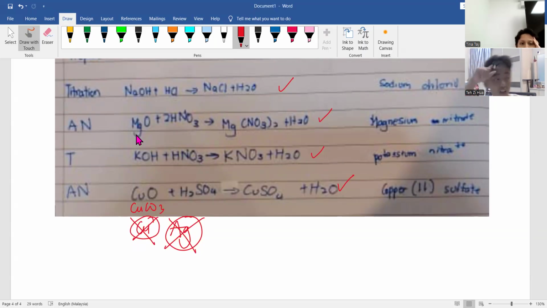Okay, this one, can I use magnesium carbonate? Yes. Can I use magnesium? Yes. Okay. You get it?